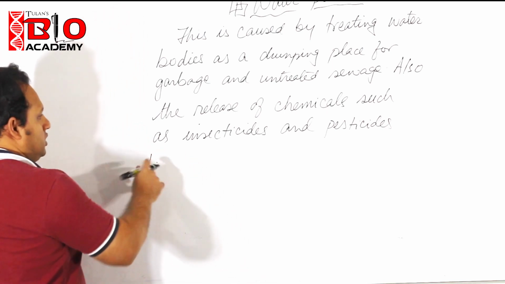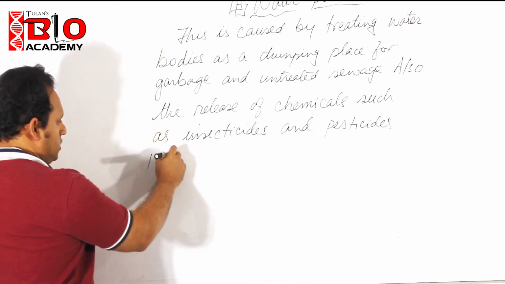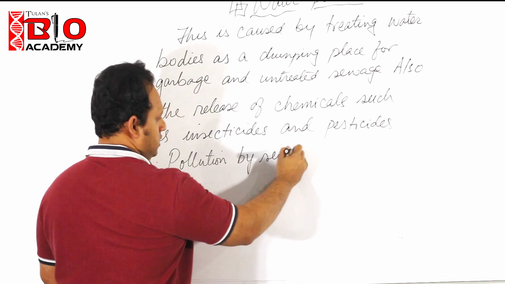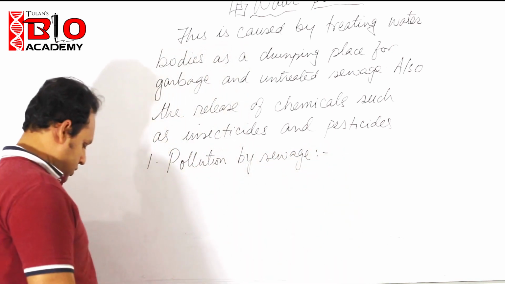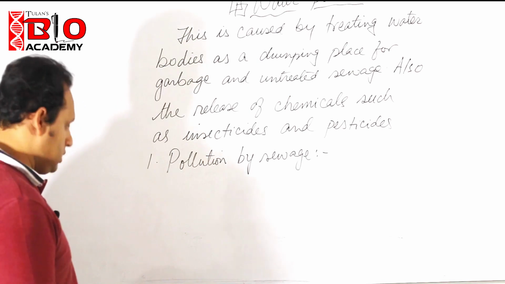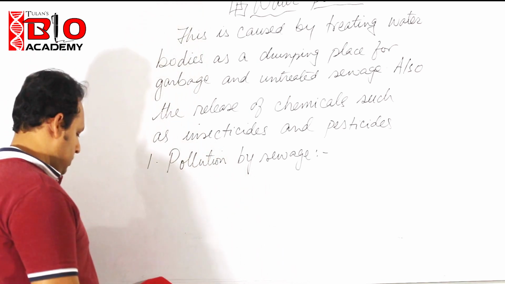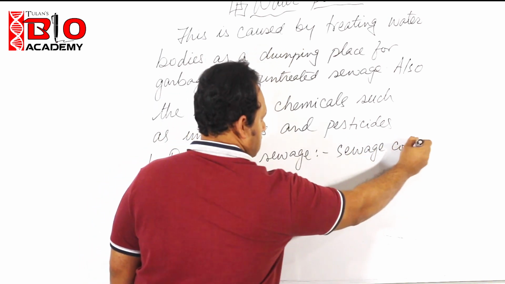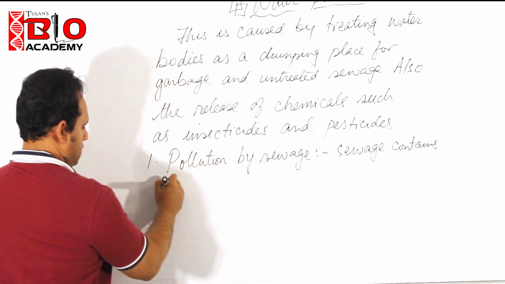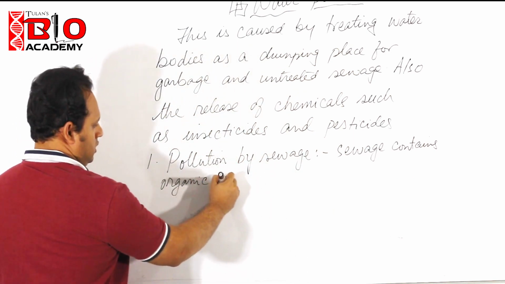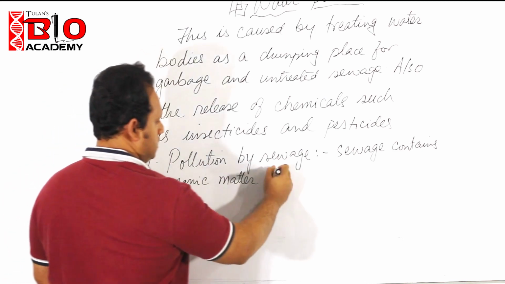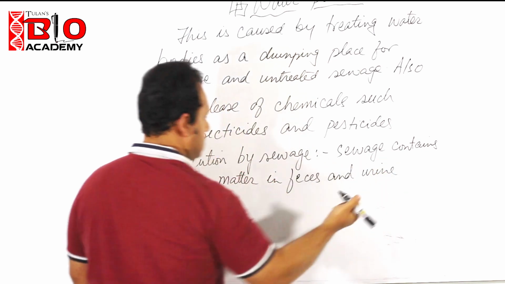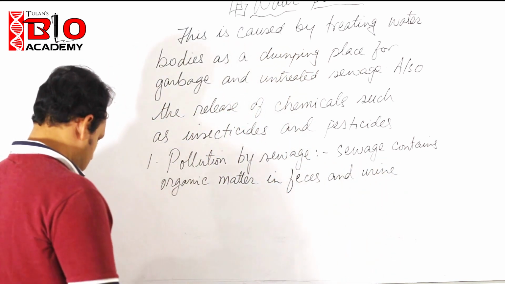Then we can talk about individually pollution by sewage. There are other types of pollutions as well. Pollution by inorganic waste from factories and fertilizers and all that. So pollution by sewage. Sewage contains organic matter in feces and urine. So if it's not treated properly, it can cause pollution.